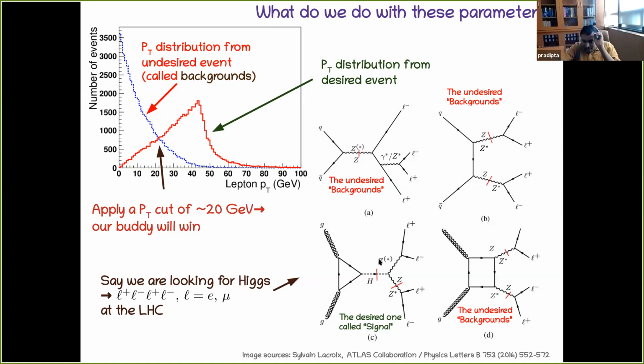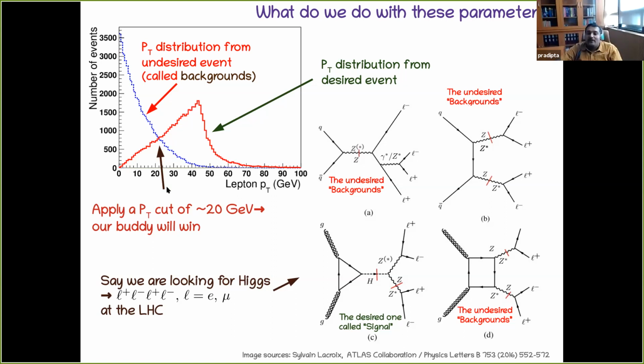The nutshell story is that this is the process which I'm keen to see, and these are the processes which give me the same final state, but are unwanted. Unwanted things are known as the background. The desired thing is known as the signal. Now suppose I am plotting the PT of this event. You see that this red is my desired event and this blue is my undesired event. Now you can see how this PT cut, meaning a threshold setting, is important to probe your signal.